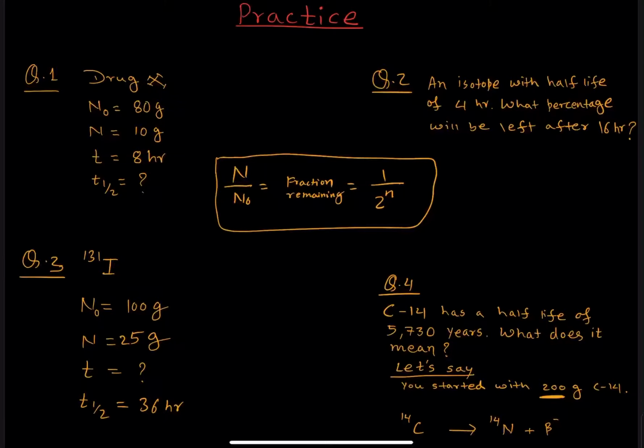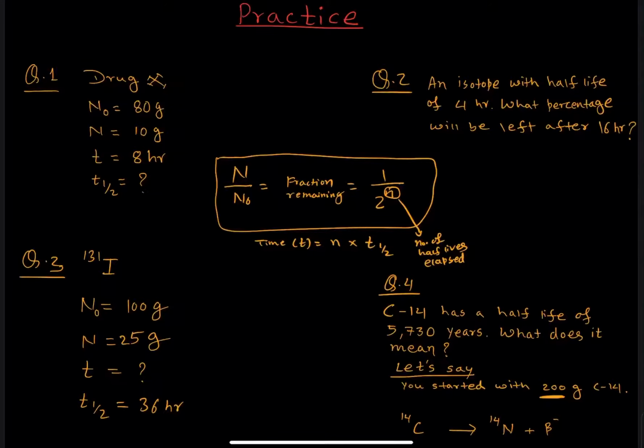Another equation you need to know is time t equals n times t 1/2. What is n actually? n is the number of half-lives elapsed. Let's solve the first question here.